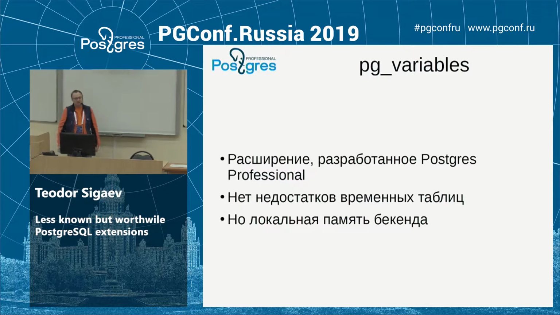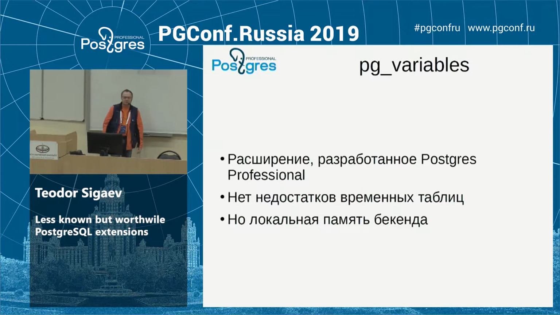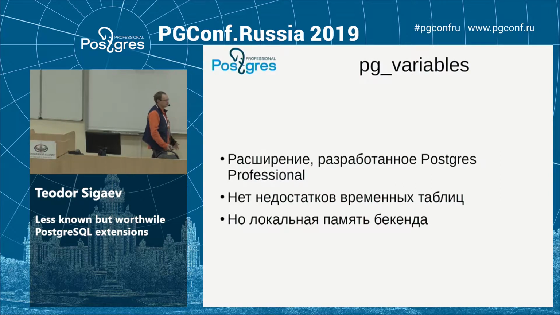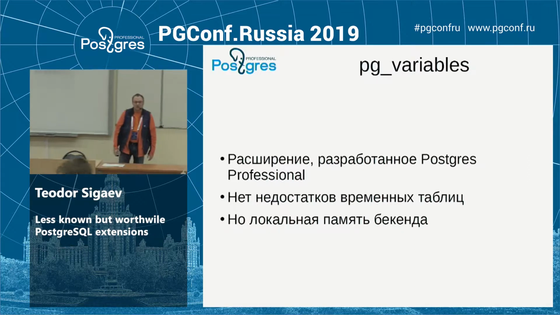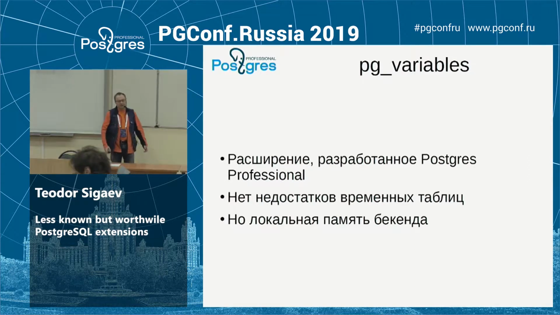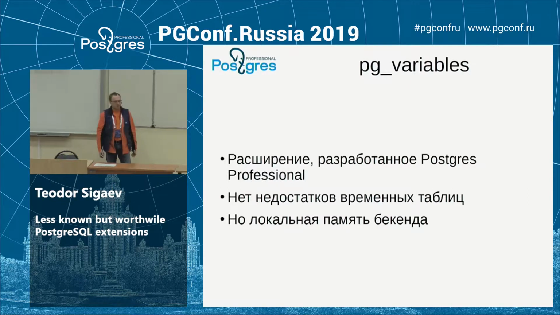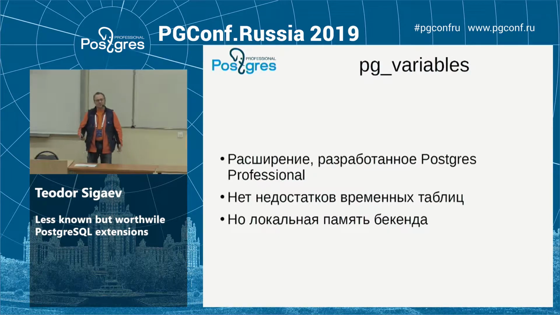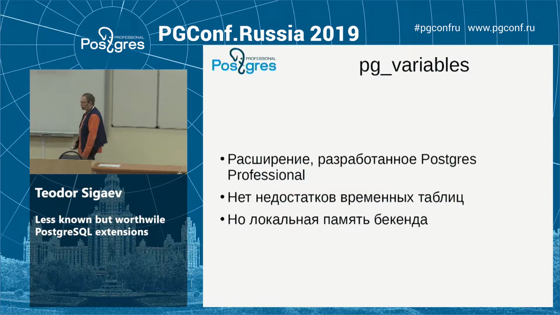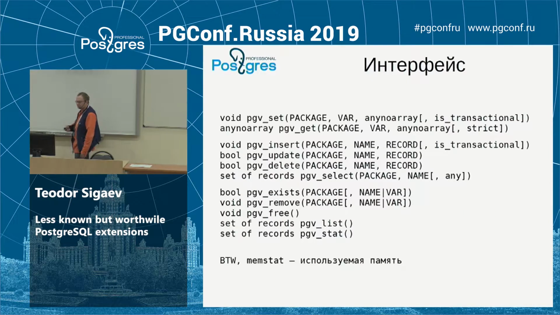But coming back to PG variables, you should store it somewhere. So PG variables stores the data in the local cache of the backend. It's not good or bad, it's just a peculiarity of this system. It's good to store it in local memory because you have fast access. On the other hand, it's bad because the local memory in every backend will need to be regulated and controlled, just not to run out of memory.